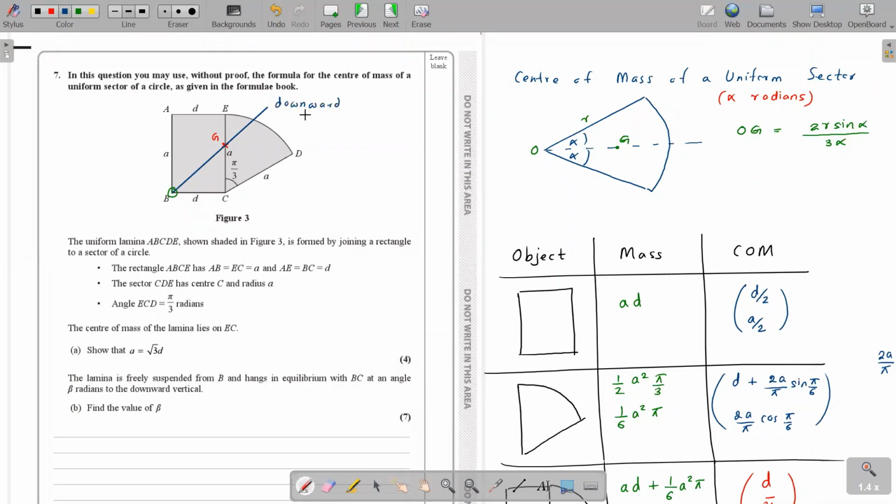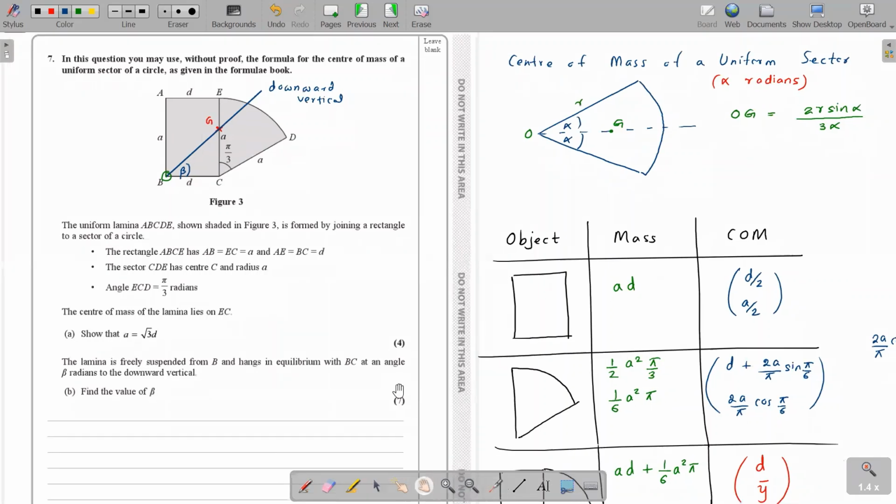They are saying here, the angle between what? The angle with the lamina freely suspended from B and hangs in equilibrium with BC at an angle beta radians to the downward vertical. So this is beta radian. They are asking you to find the value of beta. Well, how do I find the value of beta?